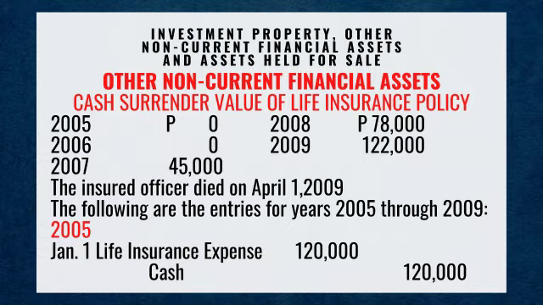2007, 45,000 pesos. The insured officer died on April 1st, 2009. The following are the entries for year 2005 through 2009. 2005, January 1st, debit life insurance expense for 120,000 pesos and credit cash for 120,000 pesos.